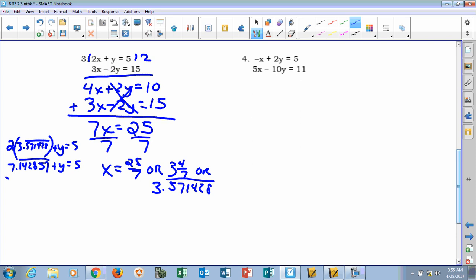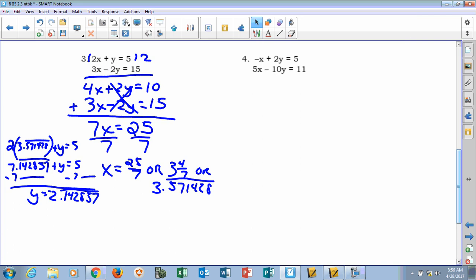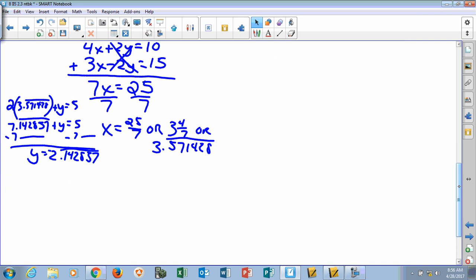So when I subtract that number, I'm just going to save myself the writer's cramp. 5 minus 7.142857. We get 2. And it's negative, I believe, right? Yep. Negative 2.142857. So if that's y and that's x, and see, you guys should be pretty good at the decimal thing already because we had lots of practice. We're going to plug it into the other one.